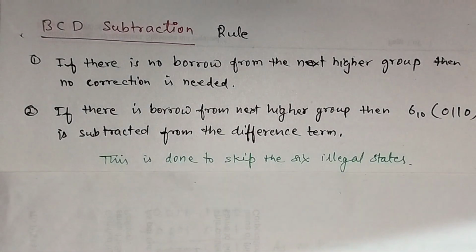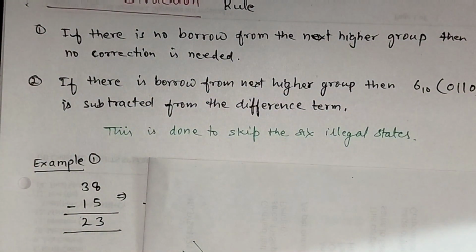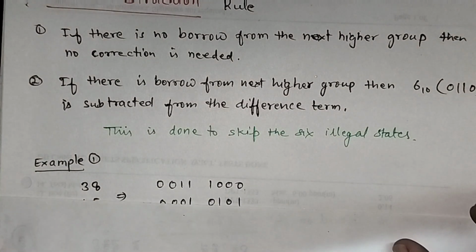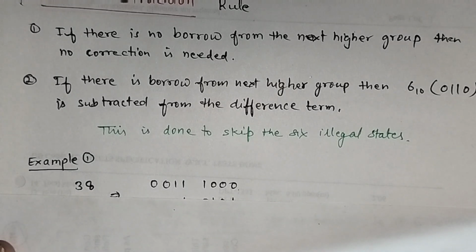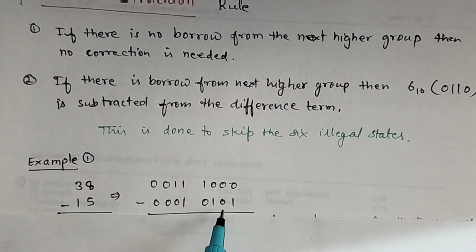Now we will take an example to understand it better. Now this is the example. We are subtracting 15 from 38 and the answer is 23 in case of decimal subtraction. Now we'll perform it using BCD 8421 code. We are using 8421 code. This is the code for 3 and this is the code for 8 here, and similarly for 15 it is the code. Now we'll subtract.